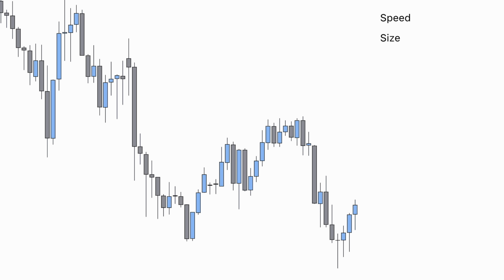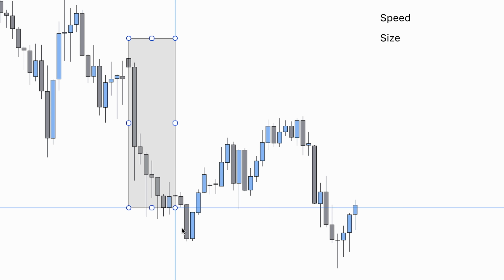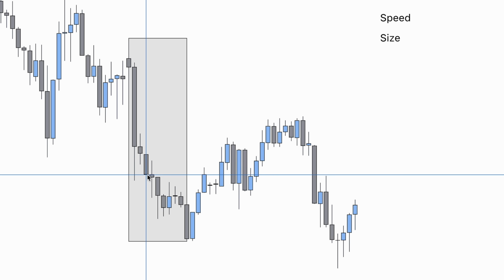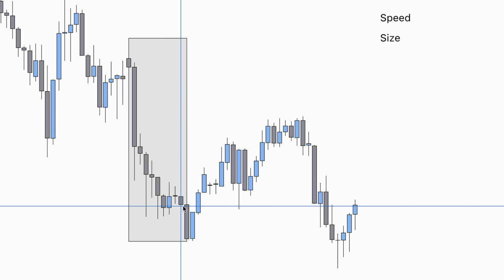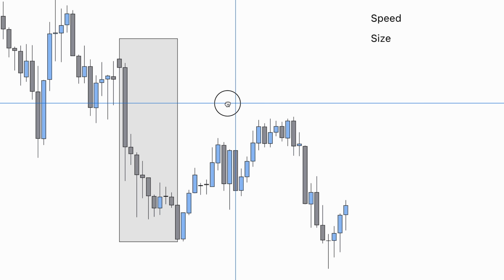The second thing is the speed. So what we can do is identify the high to the low of a bearish move like this, and we can see that this happened within 1, 2, 3, 4, 5, 6, 7, 8, 9, 10 candles, 11 candles. That's going to be 5.5 hours because we're on the 30-minute time frame.